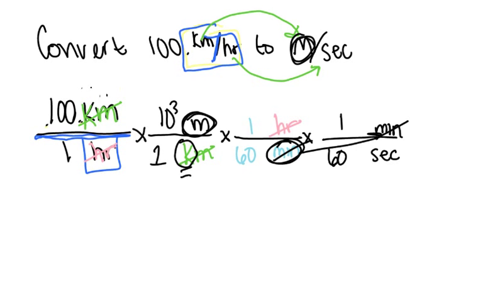Okay, so again, the numbers that we're concerned with are the things that are not ones. So when you plug this into your calculator, you would do 100 times 10 to the third, since it's on the top, then divided by 60, divided by 60. So anytime a number is on the top of the fraction, you multiply. Anytime that it's on the bottom, you divide.